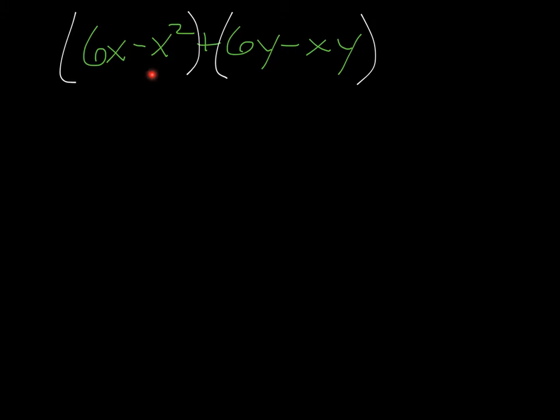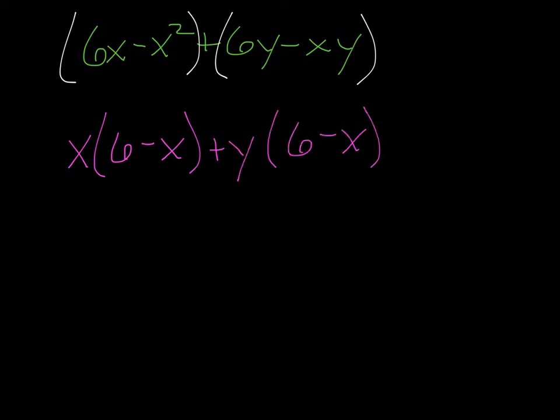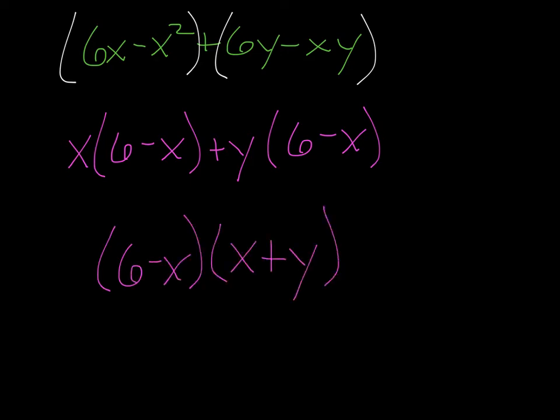All right, now we group these together and we're checking to see what can come out of both of the terms. Both of these terms have an x in them, so we're going to take out an x. We're left with 6 minus x. The second group, both of them have a y, so we're going to take out a positive y, and we're going to be left with 6 minus x. Now we have 2 terms, both of which have a 6 minus x that we can take out. And we're left over with an x plus y.